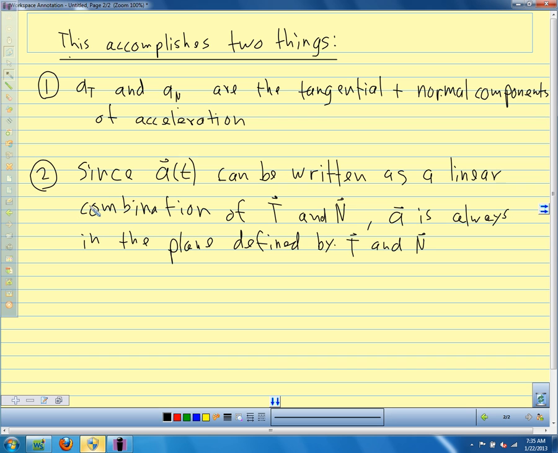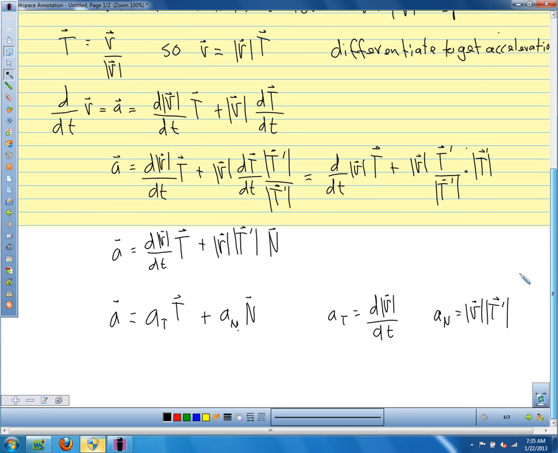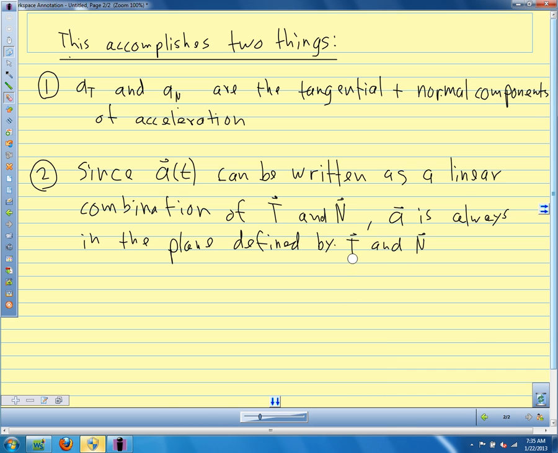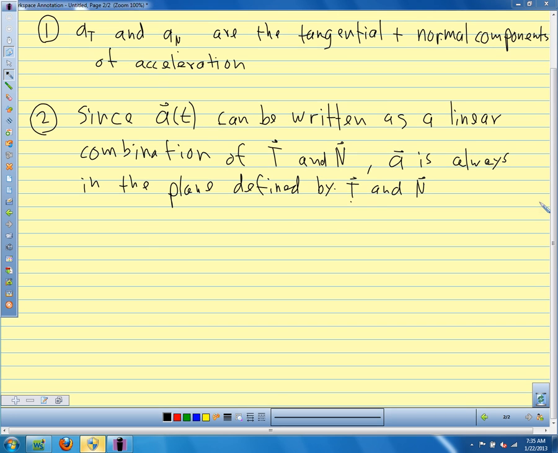So what this allows us to do, and what we normally want to do, let's look back at our expressions for a sub t and a sub n. We have an expression for a sub t that has to do with the velocity, and a sub n that has to do with the speed and the magnitude of the unit tangent vector derivative. What we usually want to do is express this in terms of r prime and r double prime. So the fact that all these quantities are coplanar lets us do something else. Let me draw a picture here.